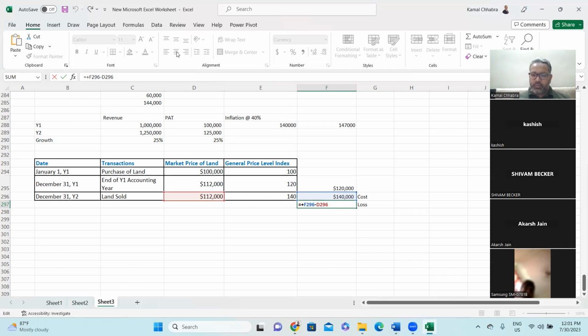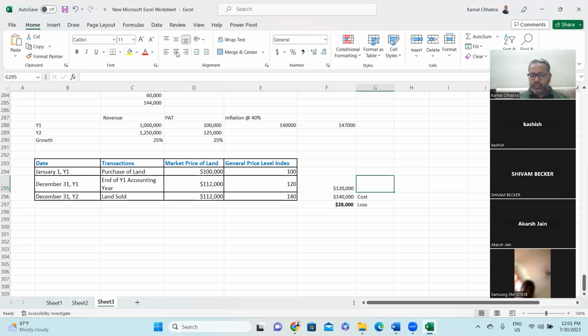सर ये सेकंड ईयर का हुआ ना टोटल? Yes, yeah. Loss और you will book in second year. फर्स्ट ईयर का तो 8,000 ही होगा? No, in first year it was a gain of $20,000. So in the first year there will be a gain of $20,000, which is like an increase in the general price index.